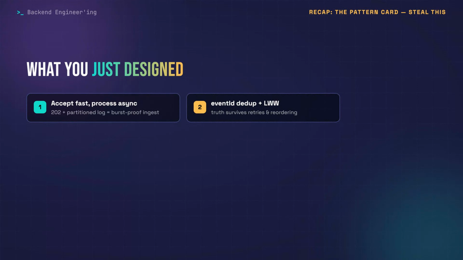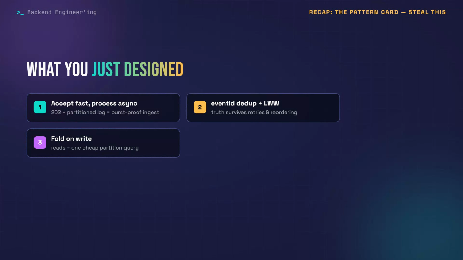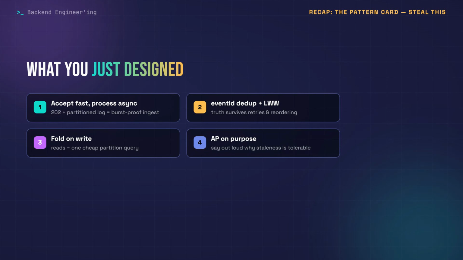So here is what you just designed. 4 patterns that travel way beyond Netflix. 1. Accept fast, process async. A 202 plus a partitioned log makes any ingest burst proof. 2. Client minted idempotency keys plus last writer wins keeps your data correct through retries and reordering. 3. Fold on write, so reads become one cheap single partition lookup. And 4. Choose an AP store on purpose, but only after you can say out loud why staleness is okay.